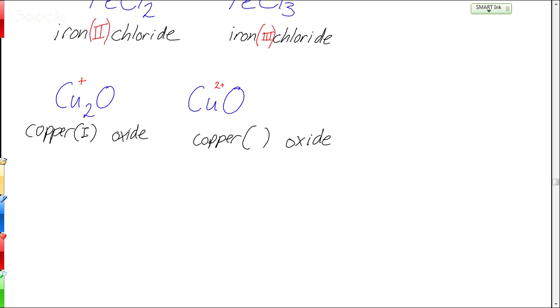Now notice there are 2 of them. That is not what we put in the parentheses. It's the charge that goes in the parentheses. So that's a major mistake that I see people make when trying to name these. So this other one is going to be copper(II) oxide because the charge on that copper is +2.